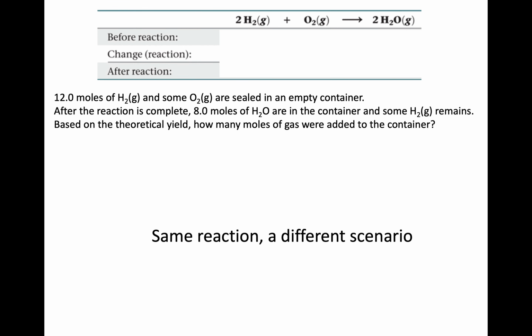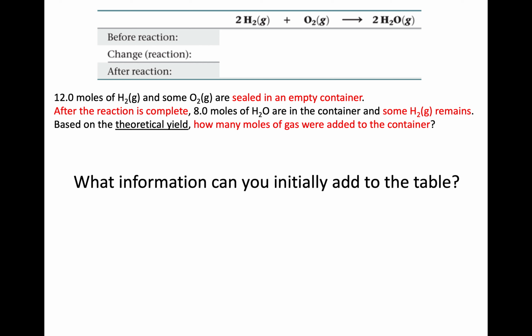Here's the same reaction but a different scenario. Take a second, read through that scenario. Can you take the details and use the BCA table to complete the problem? I see some specific information given here. It's describing, for example, that it's a sealed, empty container to start with. It's giving me information about after the reaction is complete, what remains in the container. It's using the term theoretical yield, and it's asking about what was initially added to the container.